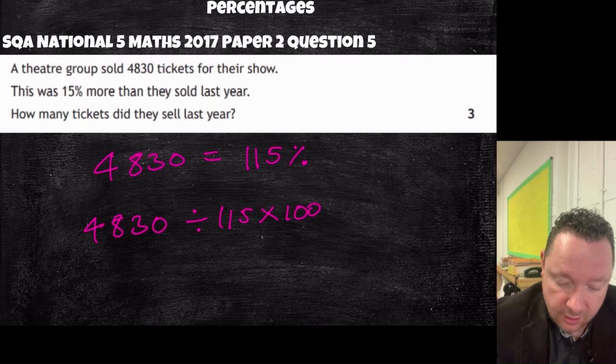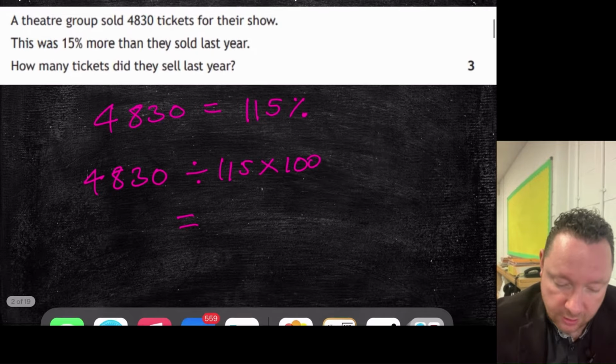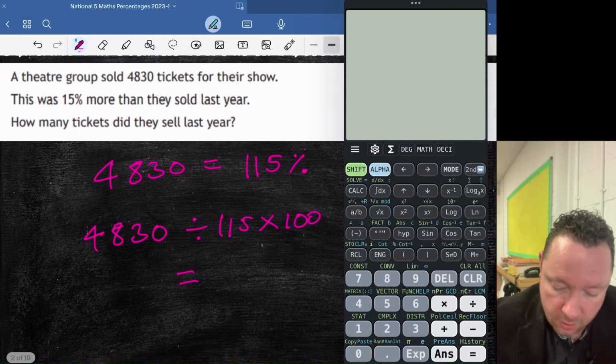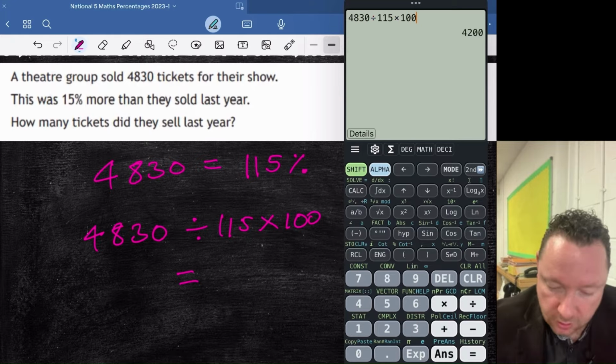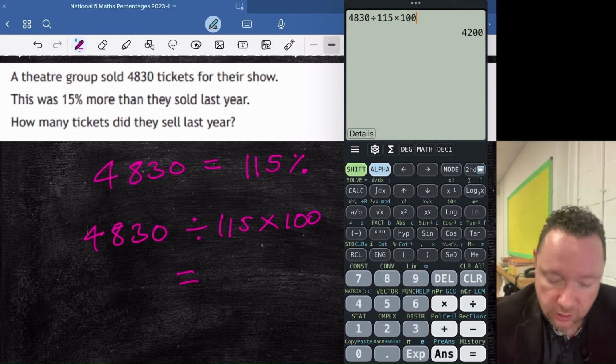And this is a calculator paper, so we just get our calculator. 4,830 divided by 115 times 100. We get 4,200.